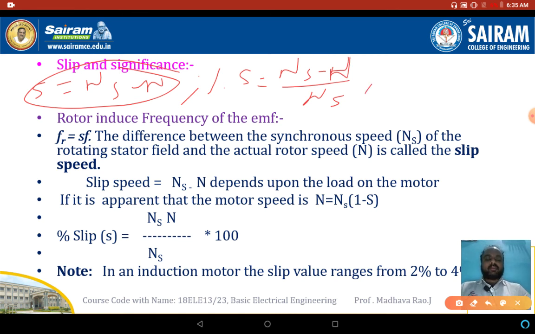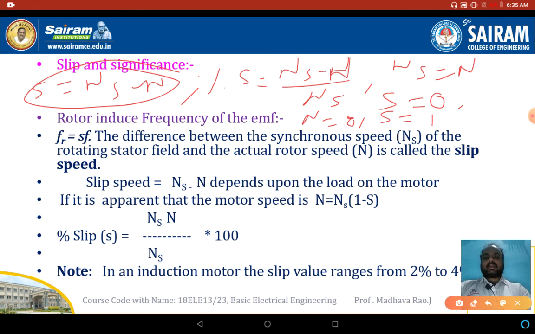Coming to the significance: when the motor rotates at synchronous speed, ns is equal to n, then the S value is 0. When the motor is not rotating, that is the standstill position, n is equal to 0, and in that case slip is equal to 1. So this is about the significance of slip.